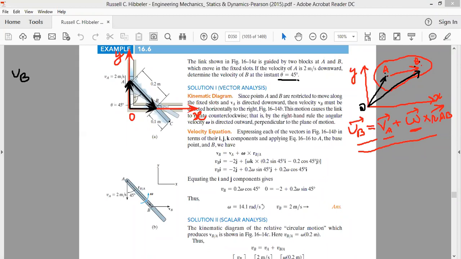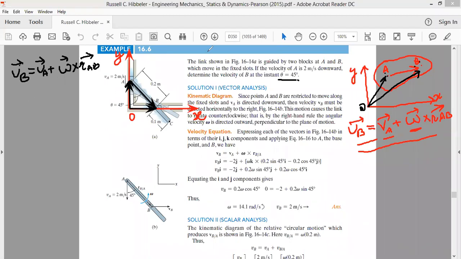Similarly, since we have drawn the radius vector from point A to point B, we can simply write velocity of point B is equal to velocity of point A plus angular velocity of AB cross the radius vector between A and B. We'll write this as the RAB vector. This is how we write it. Cross RAB vector. Now it's very important here to realize one more thing. We know velocity of point B.